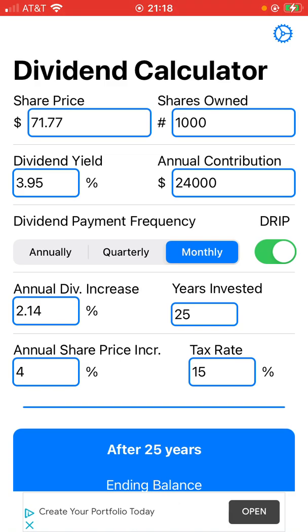They have a really awesome website that puts on the front page what their annual share price increase normally is, or how it's grown, their annual dividend increases and stuff like that. So the numbers I have here may not be accurate, but you can definitely see for yourself.